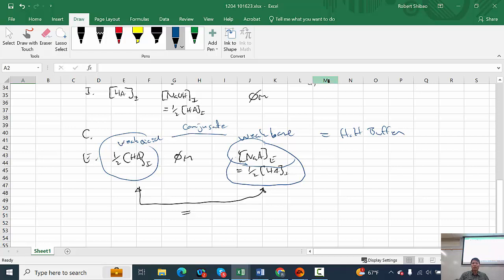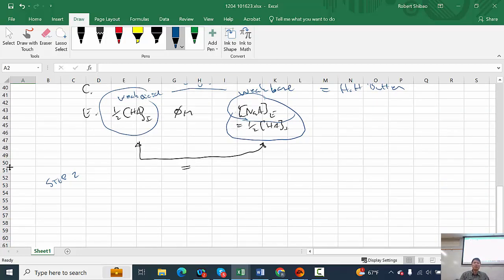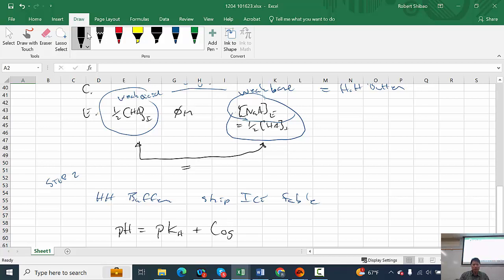Well, if it's an HH buffer, then we don't have to do step 2, the ice table. An ice table is not required here because we don't have to figure out the equilibrium concentrations. If it's an HH buffer, we skip the ice table and go straight to the Henderson-Hasselbalch equation. That is, the pH is equal to the pKa plus the log of the base concentration, which would be NaA, over the acid concentration, which would be HA in this case.